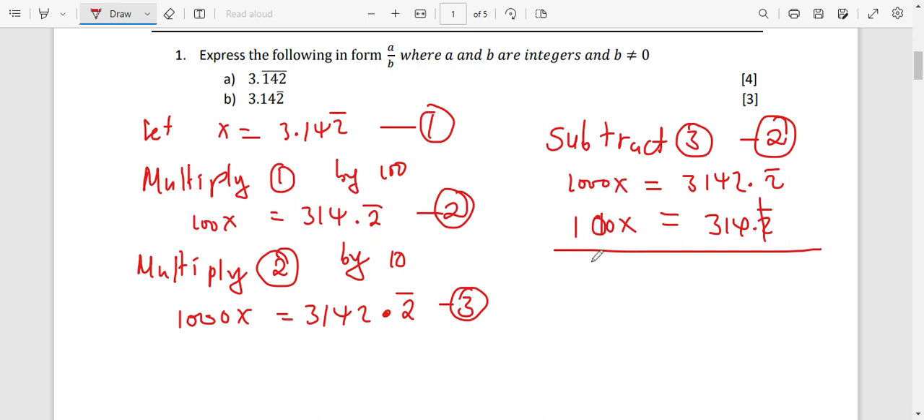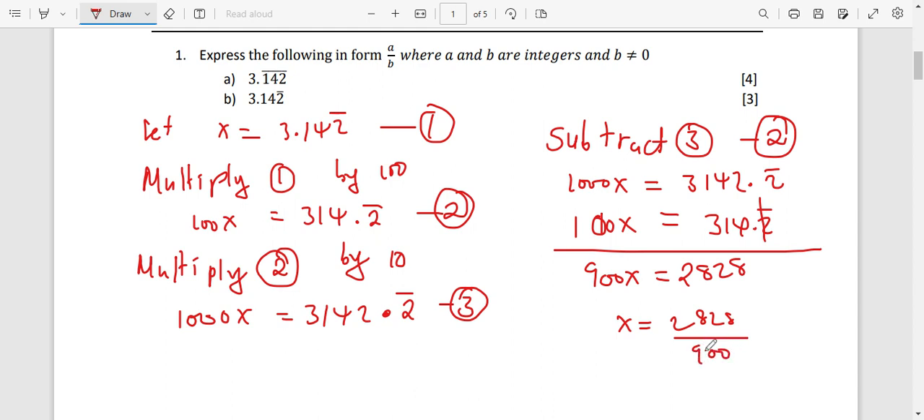So 1000x minus 100. What are we getting? 1000 minus 100 is 900, so 900x. And then if we subtract 3142 minus 314, that is 2828. Yes. Okay. And then that means x is going to be equal to what? 2828 divided by 900.